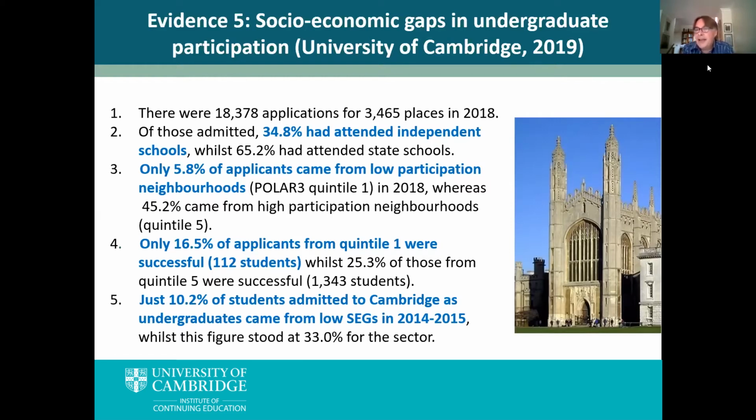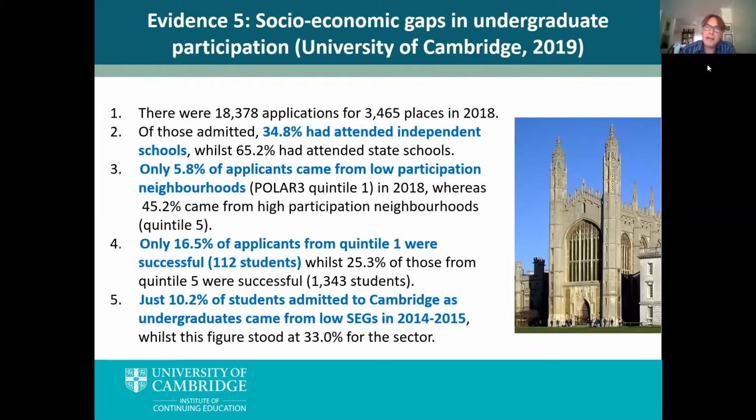In 2018 in Cambridge, there were over 18,000 applicants for just under 3,500 places. So it's an incredibly competitive university to get into, unsurprisingly, given its relative elite status. But then if we start to look at people admitted to Cambridge in 2018, 2019, 34.8% of them came from public school backgrounds.